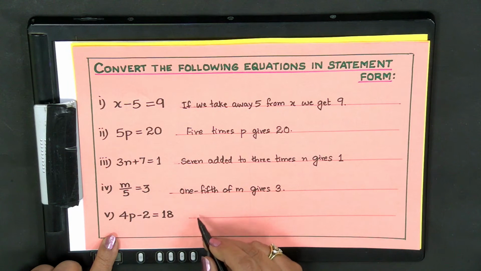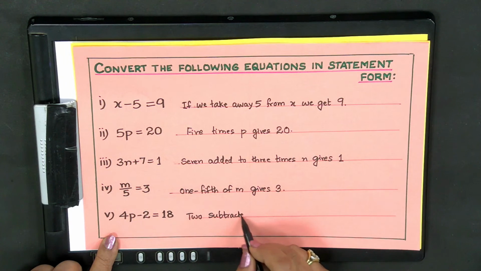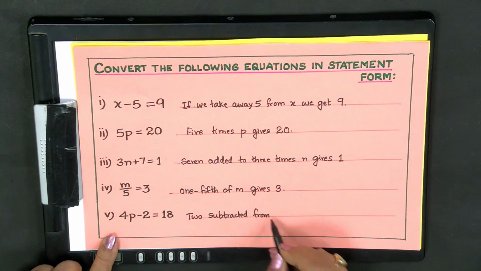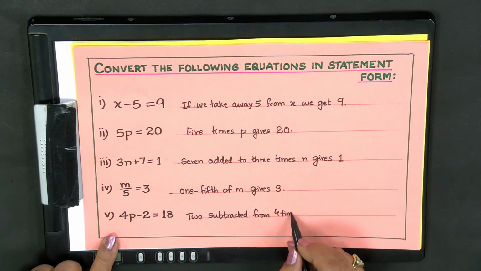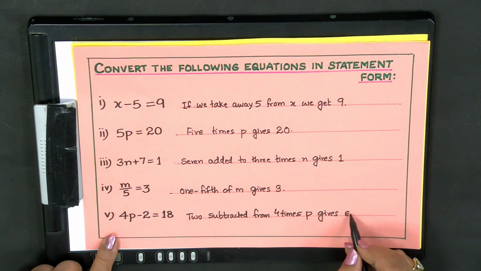4p minus 2 is equal to 18. 2 subtracted from 4 times p gives 18. Very good. So, 2 subtracted from 4 times p gives us 18.